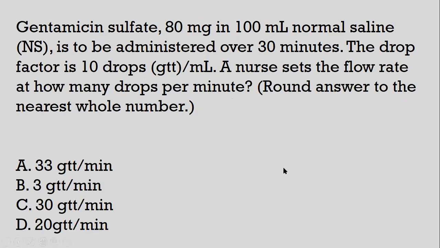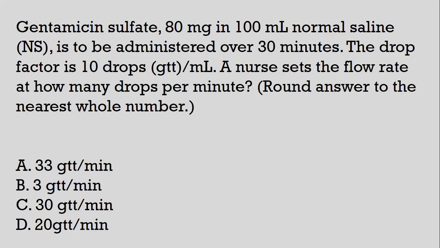Okay, we have gentamicin, 80 milligrams in 100 ml normal saline to be administered over 30 minutes. Drop factor is 10. Just read what the question's asking you. That's going to tell you how to set up the problem. The nurse sets the flow rate at how many drops per minute. So it's asking us for a formula in drops per minute. Whenever we do drops per minute, it's always total volume over total time in minutes times the drop factor.